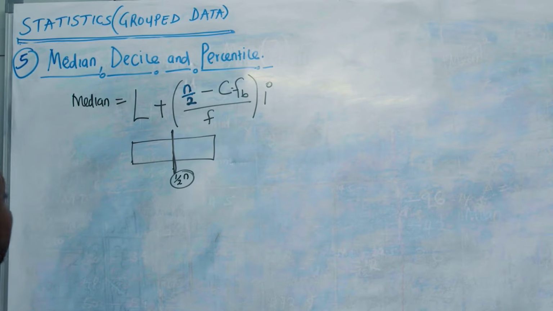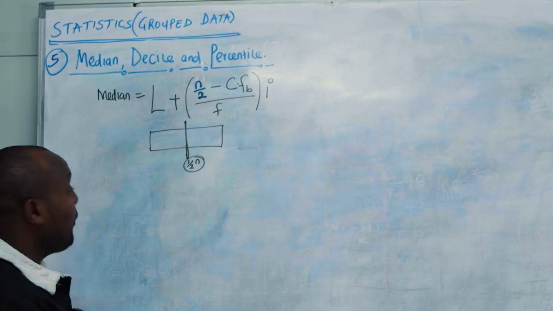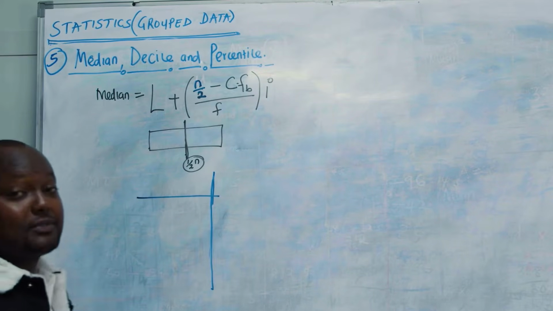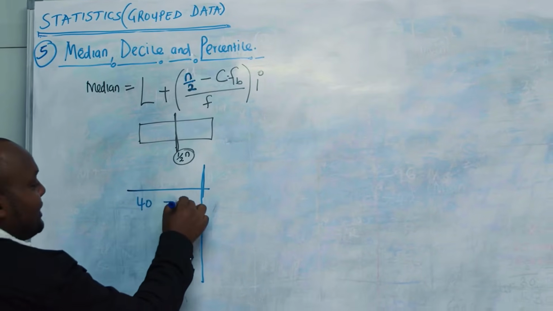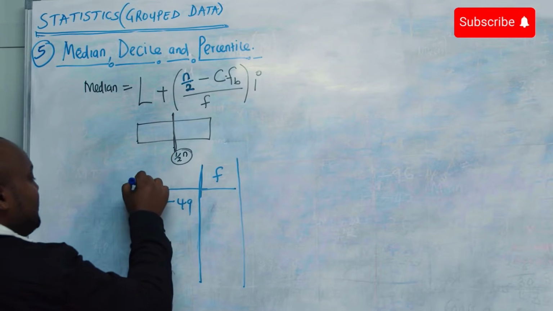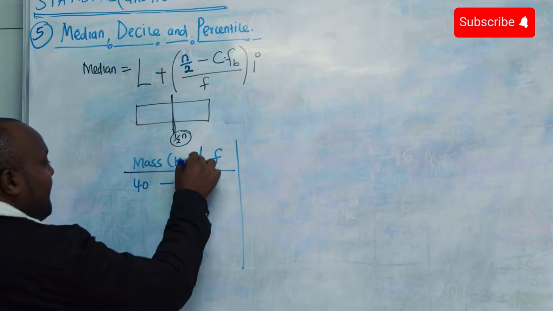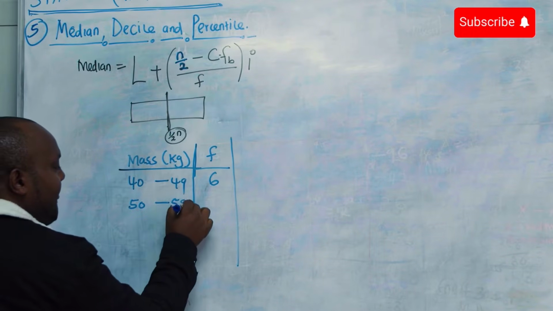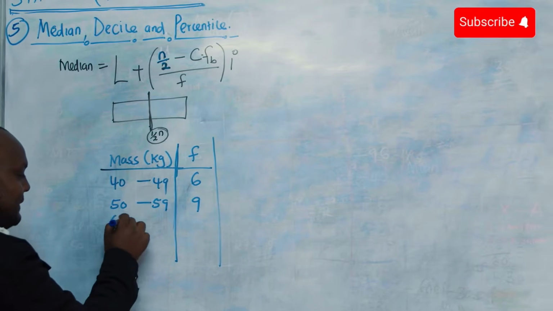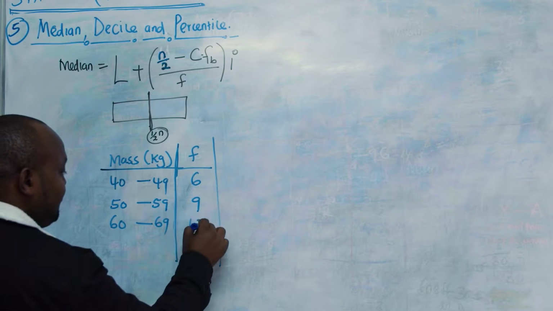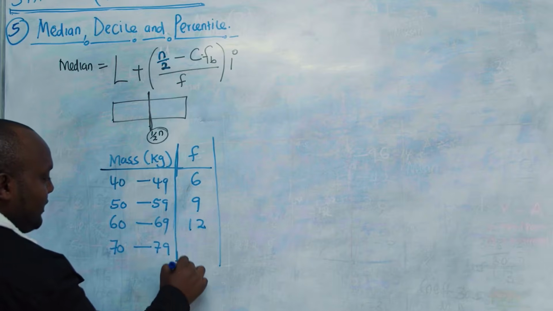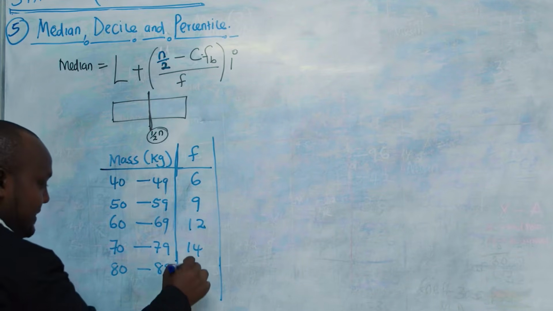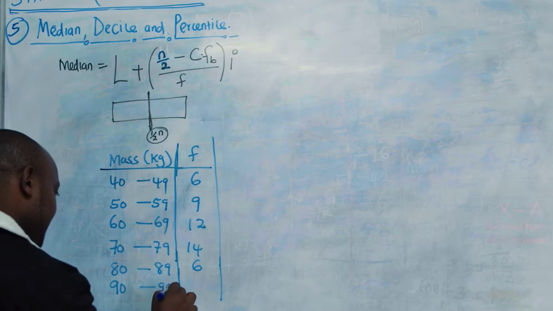So let's take an example so that we can understand what I mean. Let's assume you have a class of a few students, and you ask them about their weight in kilograms. So I can say mass. Those who are between 40 and 49, the frequency is 6. 50 to 59, they are 9. Then we have 60 to 69, you may find they are 12. 70 to 79, they are 14. And then 80 to 89, they are 6. And 90 to 99, they are 3.